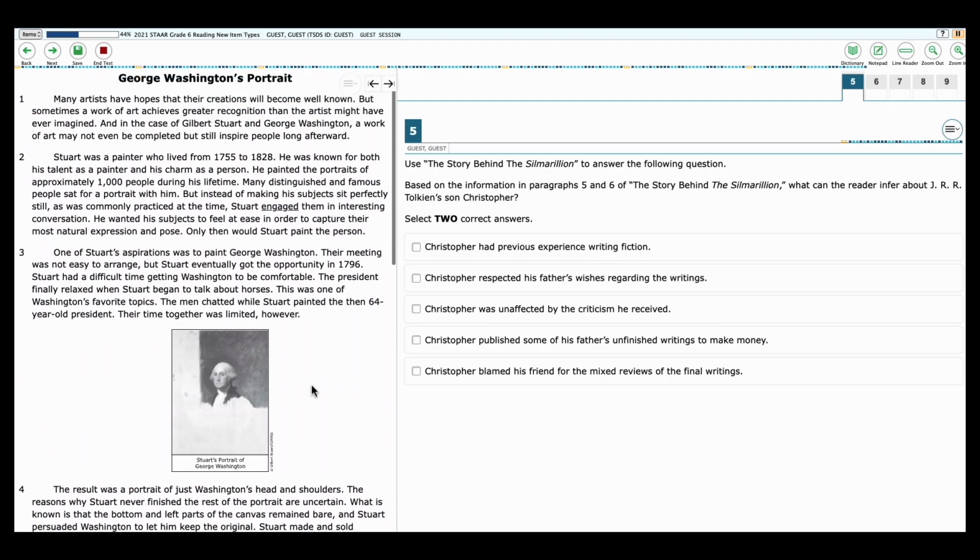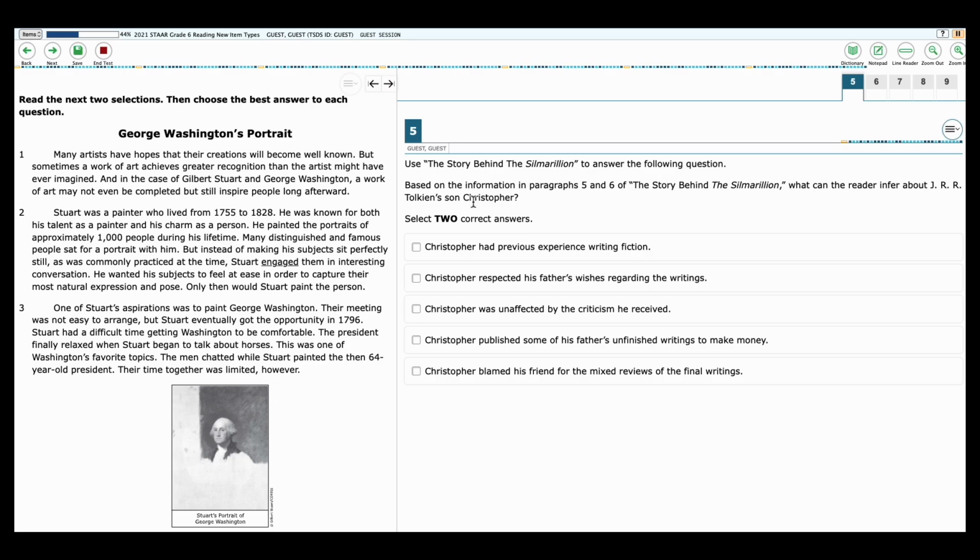So here there are these 2 passages, and so I'm going to go through the 5 questions that have been paired with them. The first question is a multi-select question. It says, use the story behind the Silmarillion to answer the following question. Based on the information in paragraphs 5 and 6 of the story behind the Silmarillion, what can the reader infer about J.R.R. Tolkien's son, Christopher? Select 2 correct answers. So this is why this is multi-select, is there's more than one correct answer.